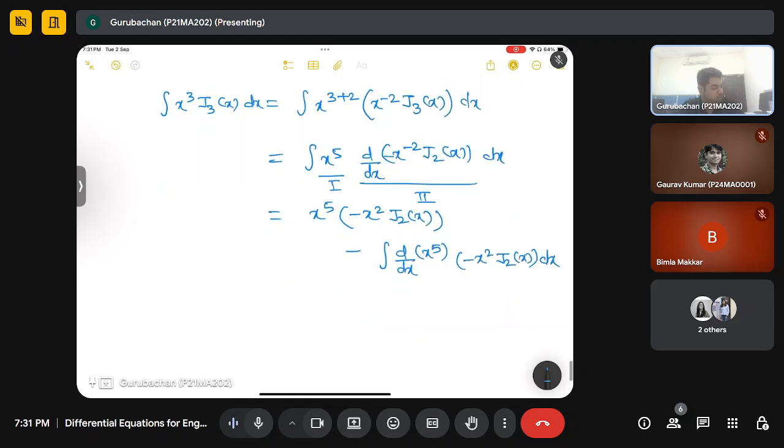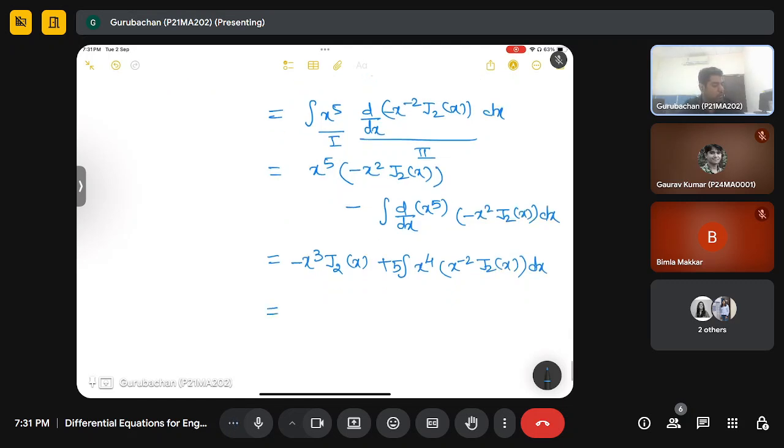dx. So this will give you x cube J2(x) with negative sign plus integration of 5 x to the power 4 x to the power minus 2 J2(x) dx. Again, we want the index to be decreased and we want the derivative here. So what we will do, here it is 2, so it should be minus 1. So for this, minus x cube J2(x) plus 5 x to the power 3 x to the power minus 1 J2(x) dx.